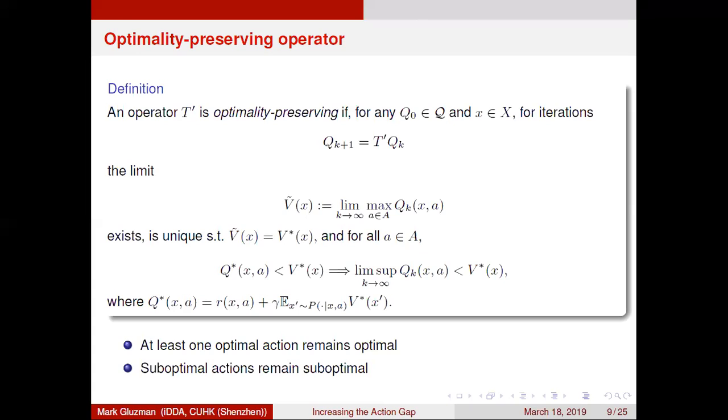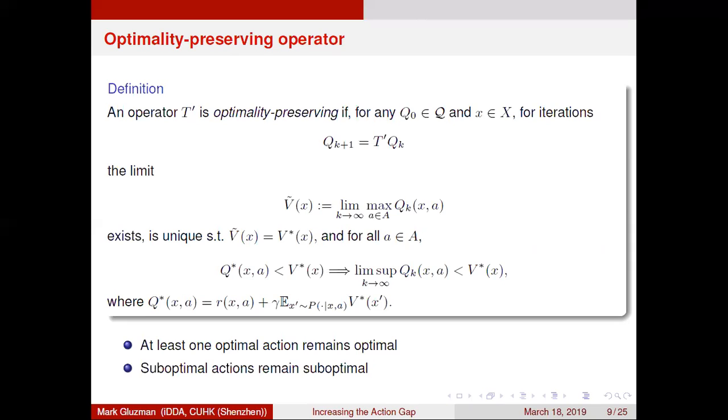Another thing: if we have a suboptimal action, it will stay suboptimal if we use iterations with this operator. So at least one optimal action remains optimal. Basically, if we take a greedy policy with respect to Q in the limit, we will get the optimal policy.